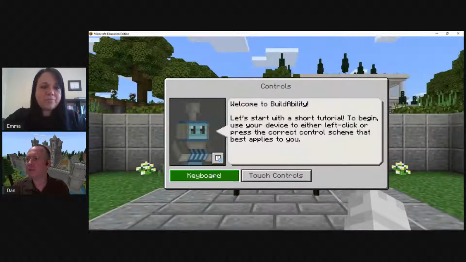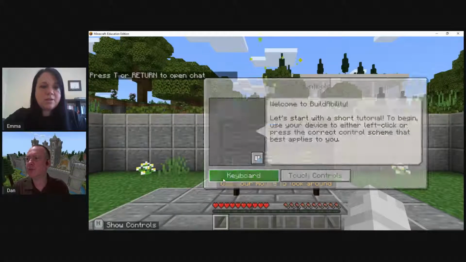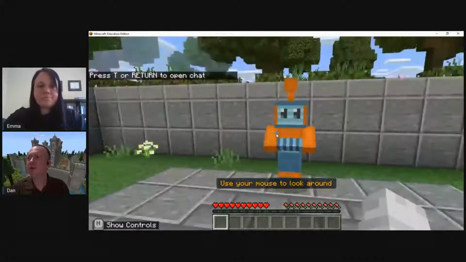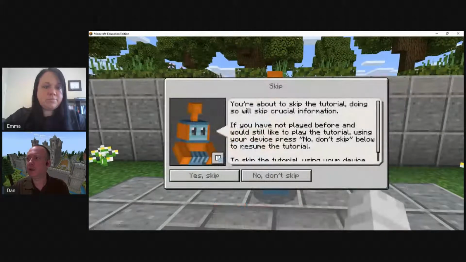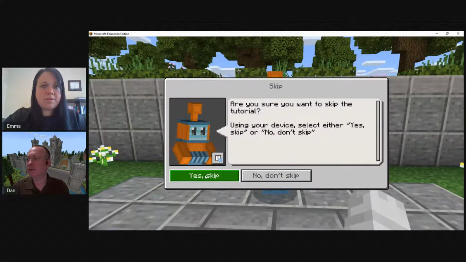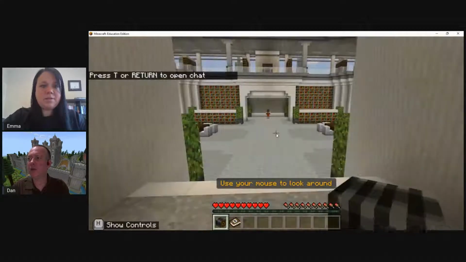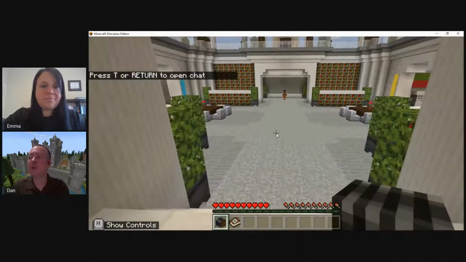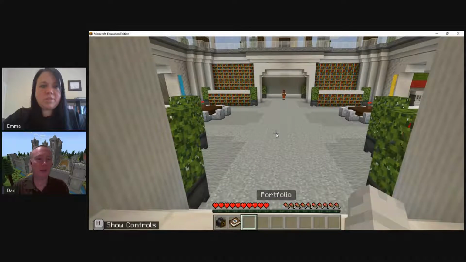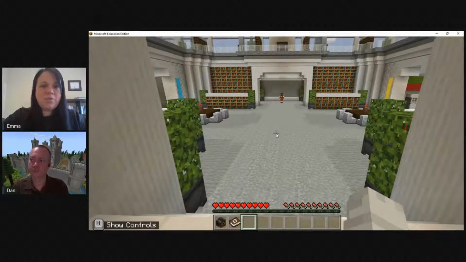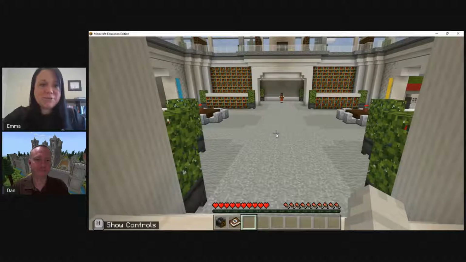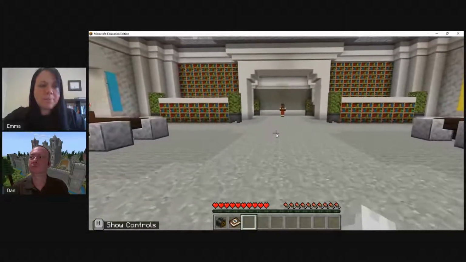All right, so when we jump in here, we do have to click Touch, Controls, or Keyboard. So I'm going to click Keyboard. And if you turn around, there's a robot there. You can click on that and click Yes, Skip, and Yes, Skip again, and it will drop you off into the atrium with the camera and the portfolio in your hotbar ready to use. Ooh, thanks for showing that again. So students, teachers, if last time you joined us, you already practiced your movement and the accessibility of getting in that introduction into the atrium, just know that you can go ahead and skip it.